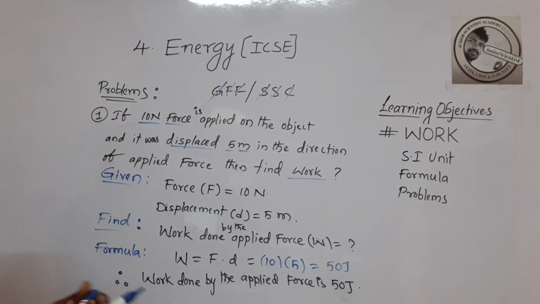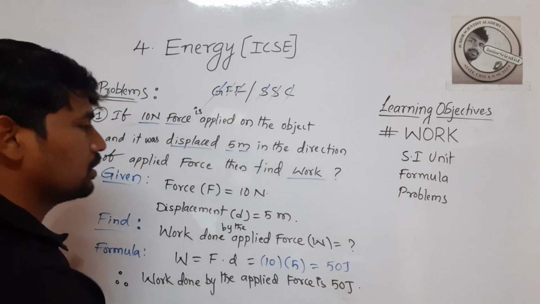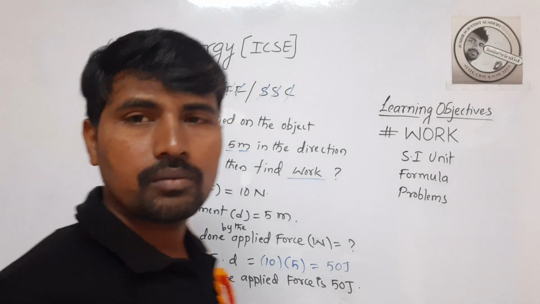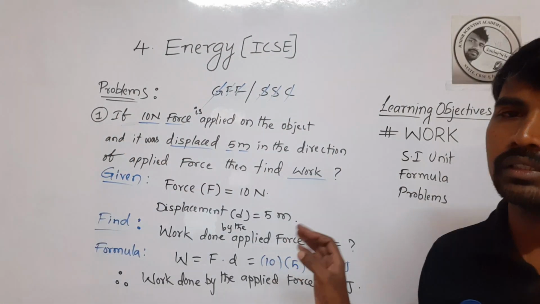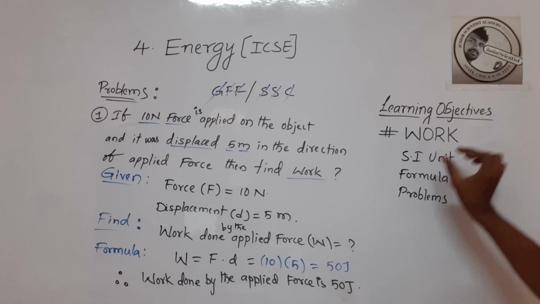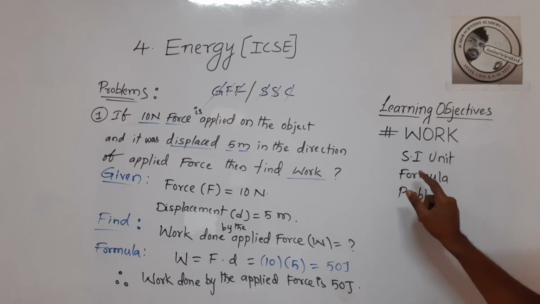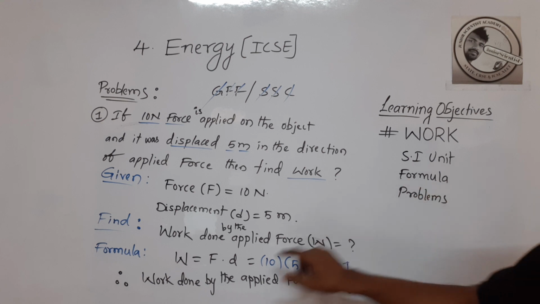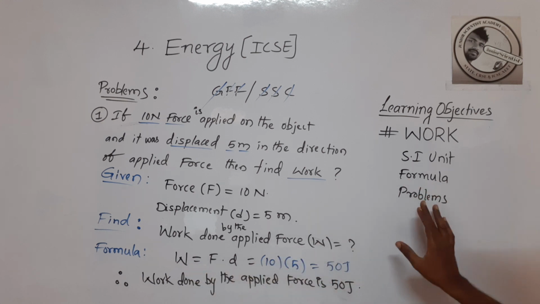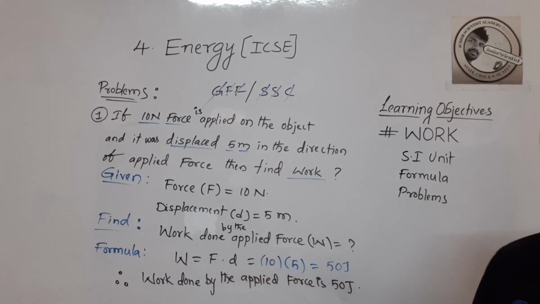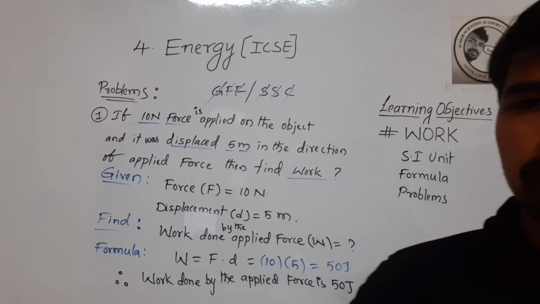So this is the total way to do the problem. From this, I hope you understood what is work. SI unit of work is joule and Newton meter also. Formula: work is equal to force into displacement, and the problem also was cleared. Okay.